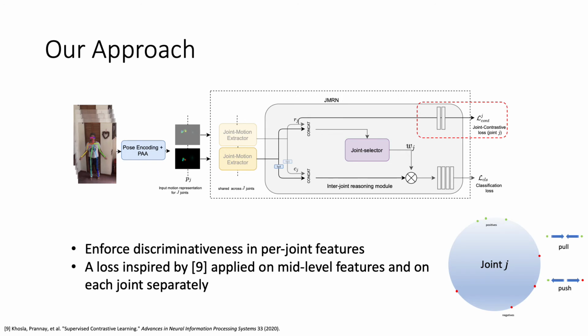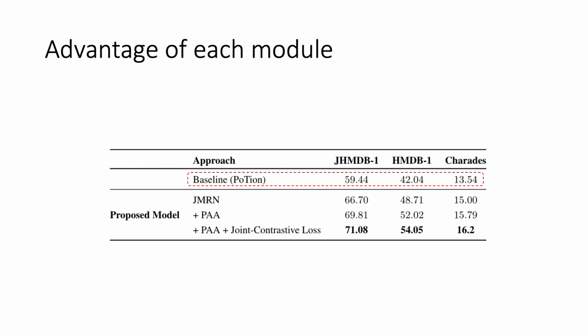In this work, we also propose a novel joint contrastive loss. The loss enforces class-level consistency on the per-joint mid-level features. It can be seen as a variant of the supervised contrastive loss, but different from prior works, our loss operates on mid-level features and is applied joint-wise. We use Potion as a baseline and retain the same motion encoding for fair comparison.